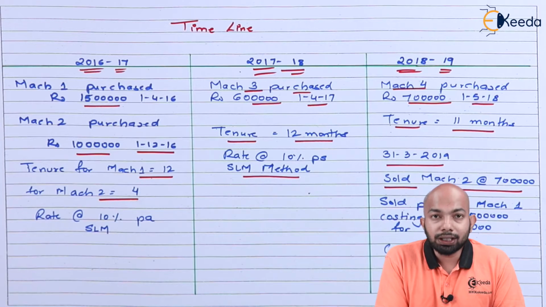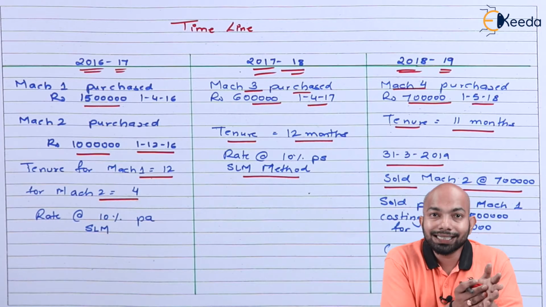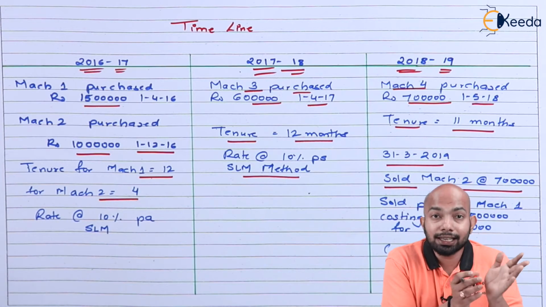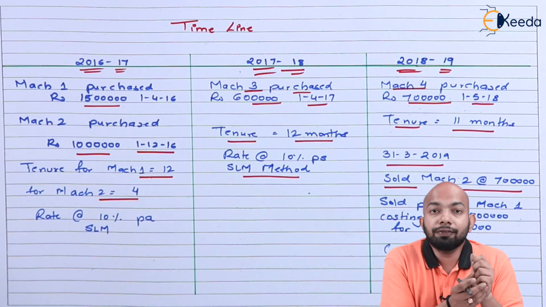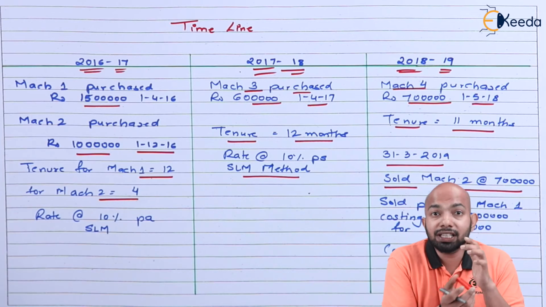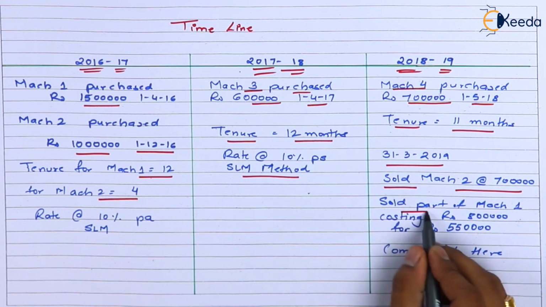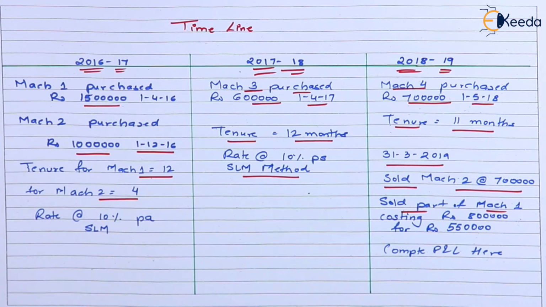Machine 2, which was purchased at the end of December 2016, was sold. If you remember, this specific machine has been sold for rupees 7 lakh, which has been mentioned in the question. Also, part of machine 1, which was costing rupees 8 lakh, was sold for 5,50,000.